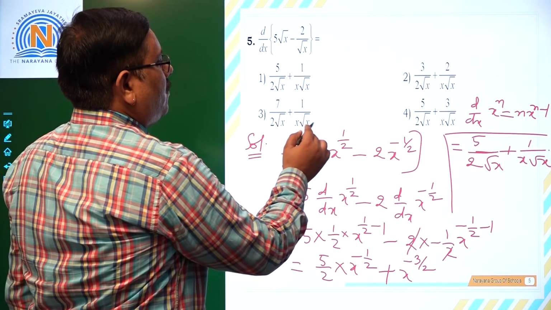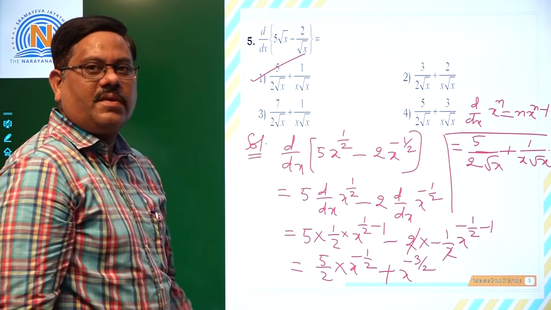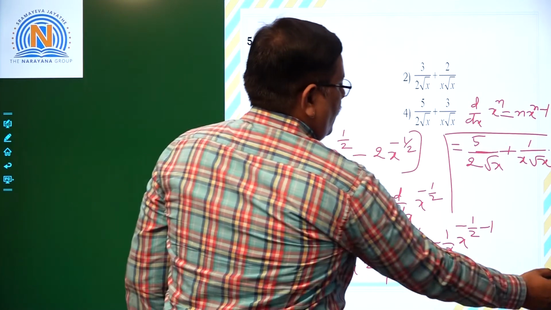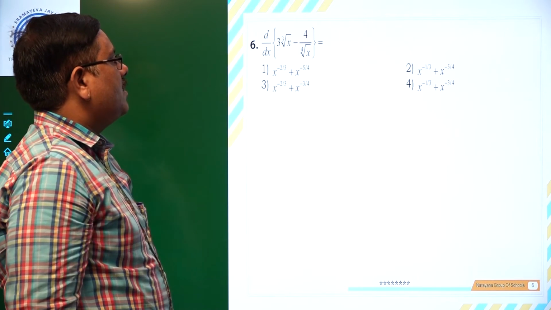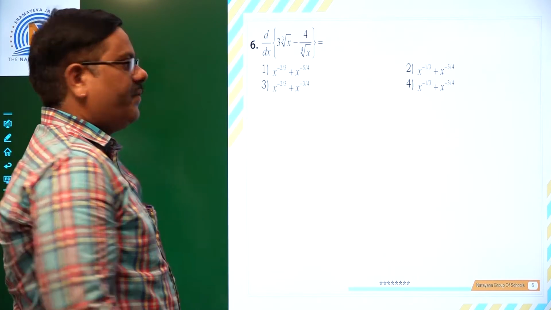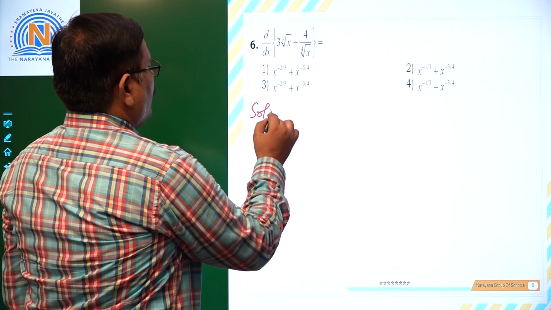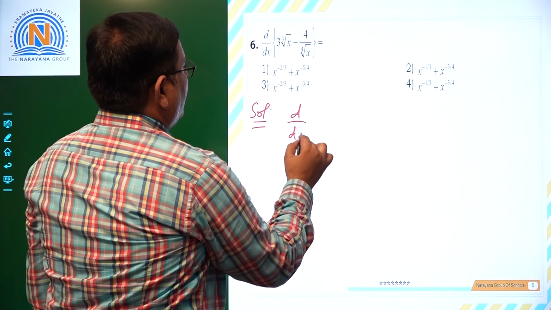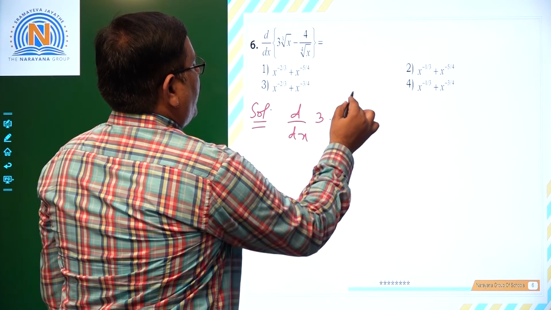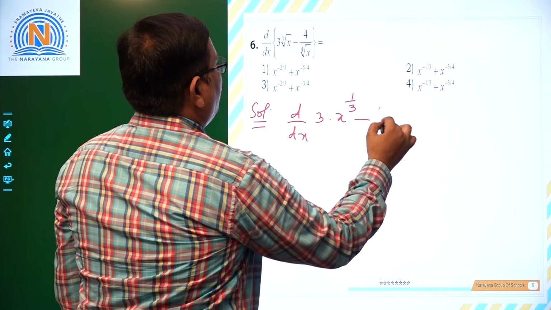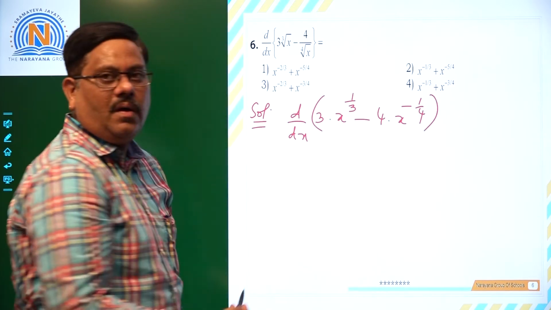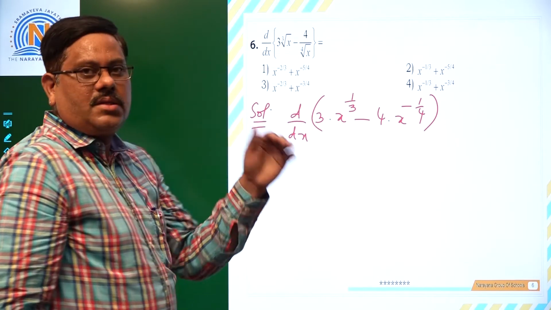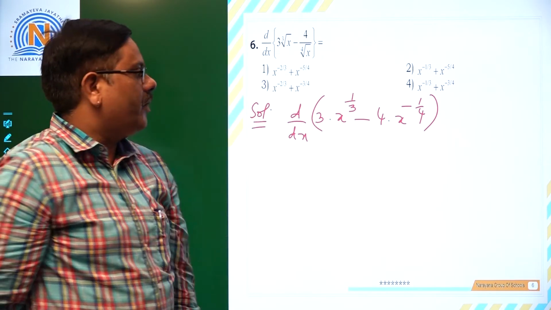Which is the right option now? Nothing but first option. First option is the right answer. Let us see the last question. d by dx of 3 into cube root of x minus 4 by 4th root of x is equal to. So we can write it as d by dx of 3 into x power 1 by 3 minus 4 into x power minus 1 by 4. Okay? 1 by 4th root x is x power minus 1 by 4.